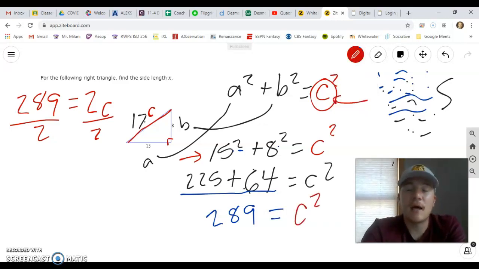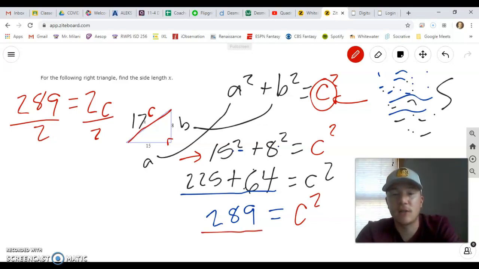That's just fine. Now, a big mistake that a lot of us make is that we think that 289 is the final answer because it's done.